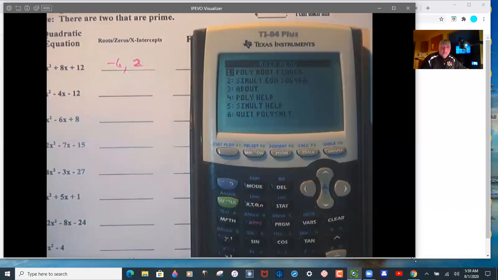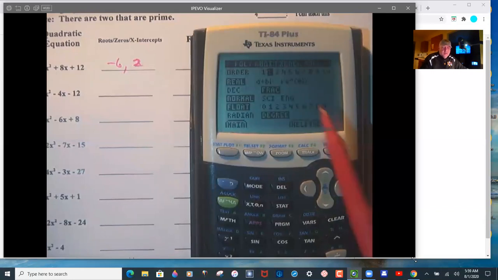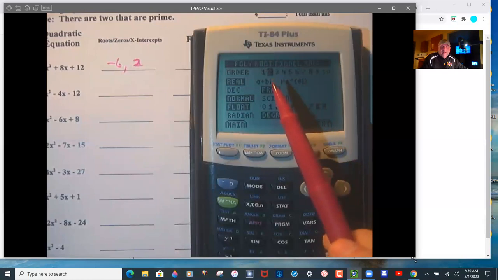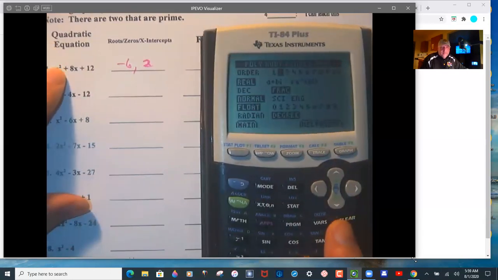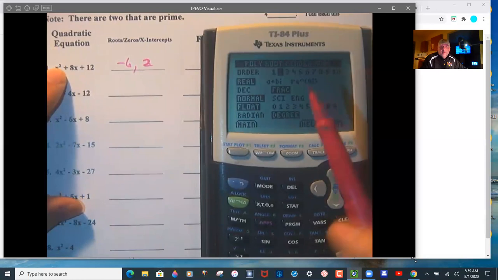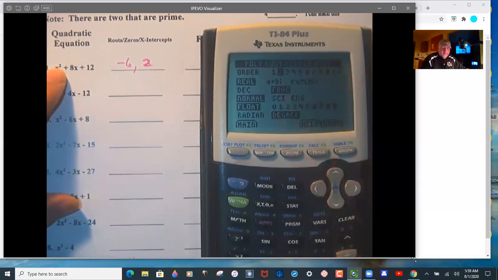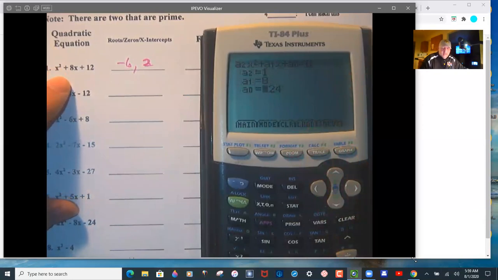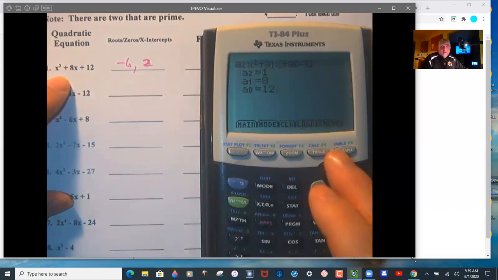And then we're going to pick one, Poly Root Finder. Order 2 means that the highest exponent is a squared. So if it was a cube, we would put 3, and so on and so forth. All the rest of the settings don't much matter. We're going to go to Next, and we're going to put the values of A, B, and C in. Sometimes B is 0, sometimes C is 0. And then solve, and it will give you the roots, the X-intercepts.